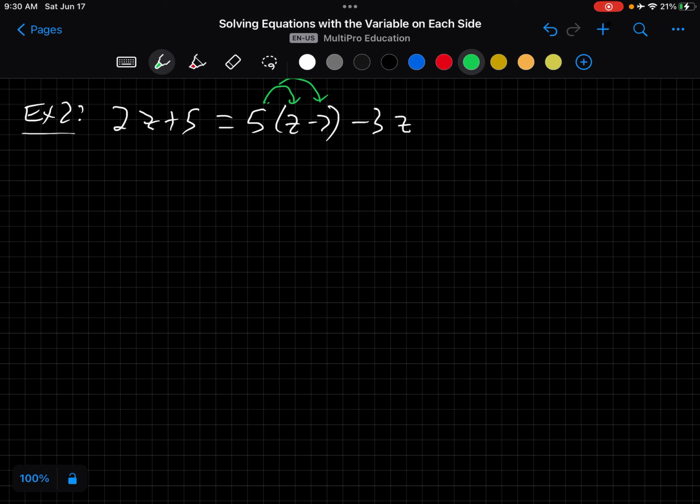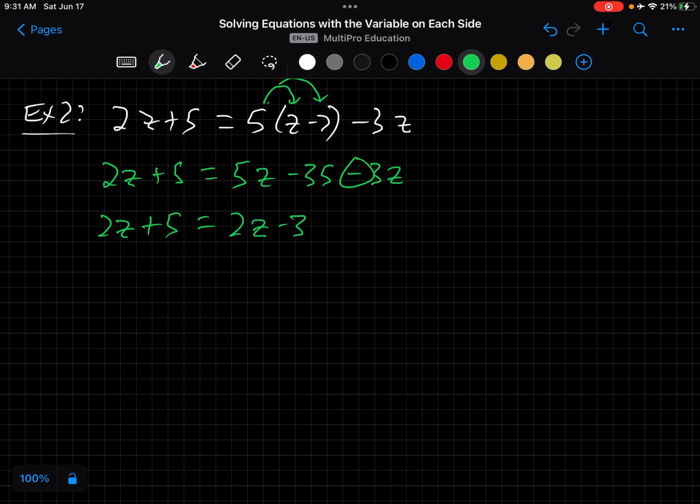Okay, so let's go ahead and simplify this a little bit. Let's say that we have 2z plus 5, which is, let's go ahead and do this distributive property. It's 35 minus 3z. Alright, let's get these z's on the right all subtracted because we got a minus sign here. So we got 2z minus 35.